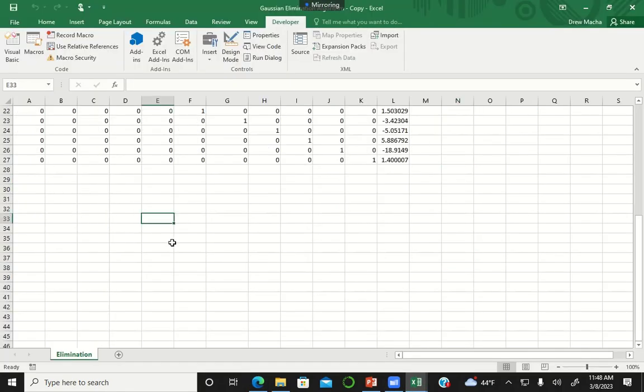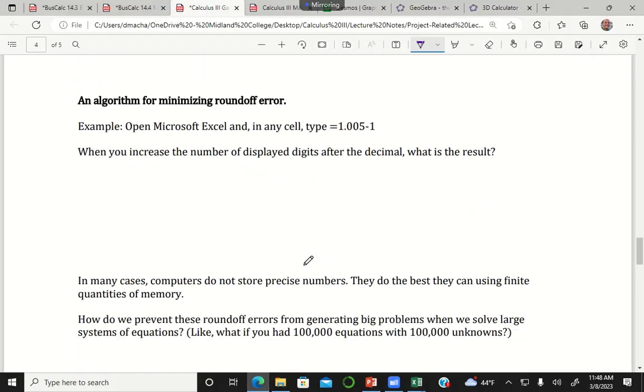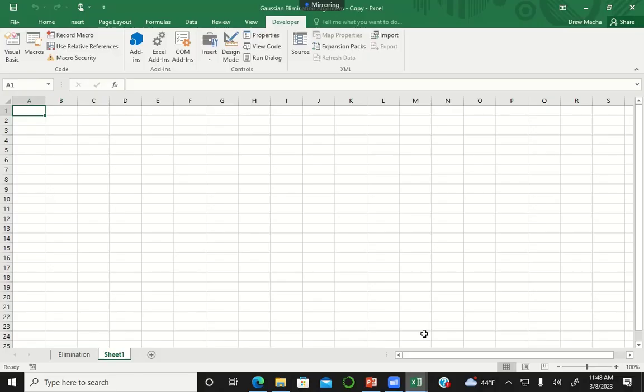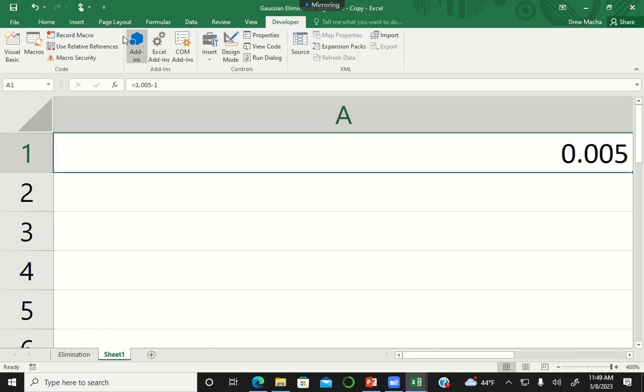The last thing I'll say is this. If you go in Microsoft Excel, and what's the magic thing to type in? 1.005. In Microsoft Excel, if you type in equals 1.005 minus 1, what should be the answer? 0.005, okay? Looks to be correct. Looks like that probably should work.